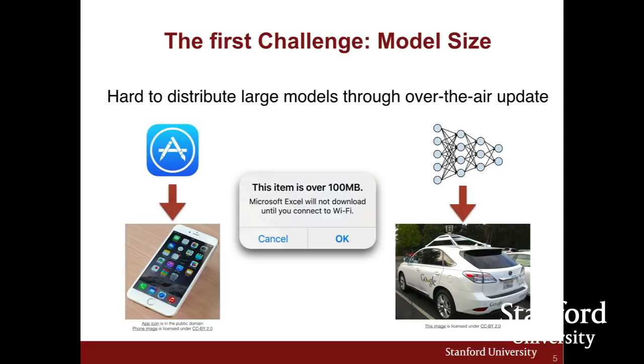Such a large model creates lots of problems. For example, the model size becomes larger and larger, so it's difficult to deploy on mobile phones. If an app is larger than 100 megabytes, you cannot download it until you connect to Wi-Fi. Product managers at, for example, Baidu and Facebook are very sensitive to the binary size of their models. Also, for the self-driving car, if you want to do over-the-air updates for the model, and the model is too large, it's also difficult.